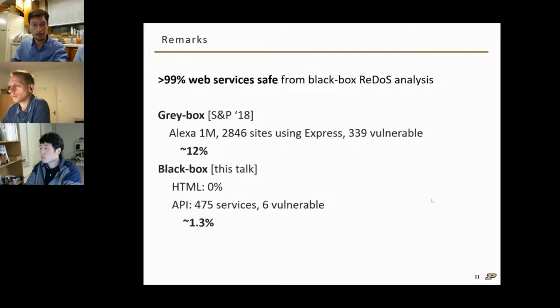On the other hand, Staicu and Pradel reported in their 2018 study that their gray box analysis found 12% of websites using Express to be vulnerable. Comparing their results to this study, on the API side, we found 1.3% of services to be vulnerable. And these are our contributions.